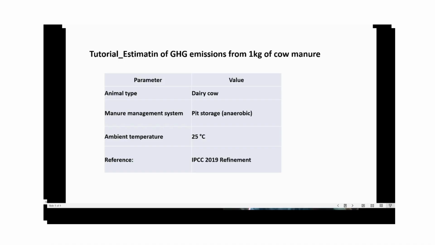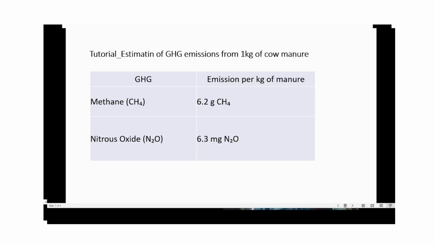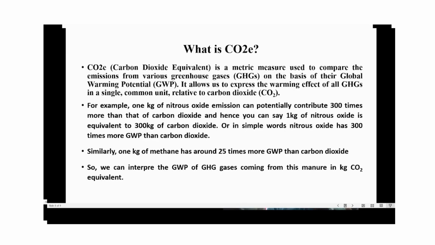So our assumed parameters: animal type, it's a dairy cow. Manure management system, it is pit storage, that is anaerobic. And we have assumed ambient temperature 25 degrees centigrade. Here you can see that 1 kg of cow manure under this condition can emit 6.2 gram methane and similarly 6.3 milligram nitrous oxide. Now we have to convert this emission in terms of carbon dioxide equivalent.